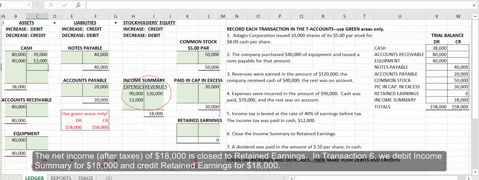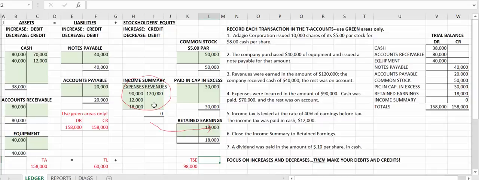In a corporation, the net income or net loss is always closed to retained earnings. So I'll just kind of indicate that. We want to move that $18,000 to retained earnings. That's going to require a debit to income summary to close it. Okay, debit to income summary for $18,000 and a credit to retained earnings for $18,000. There we go. All right. Notice that the income summary ends up with a zero balance, and we are now in balance here, it appears, at the moment, $158,000 on the debit and credit side.